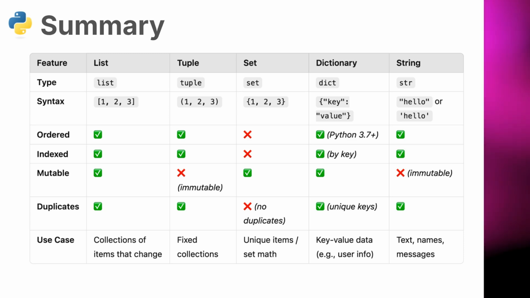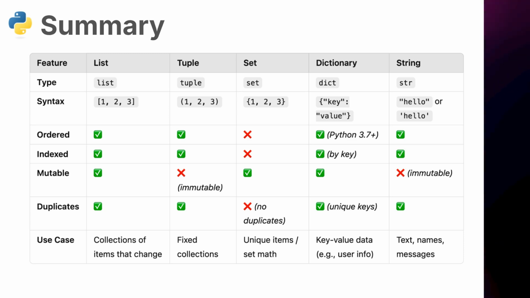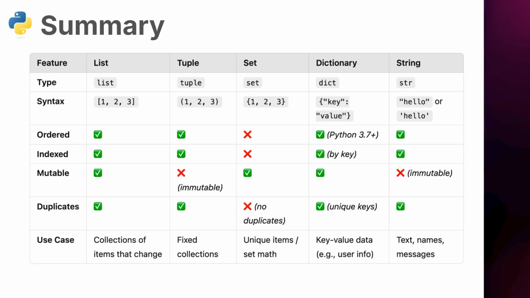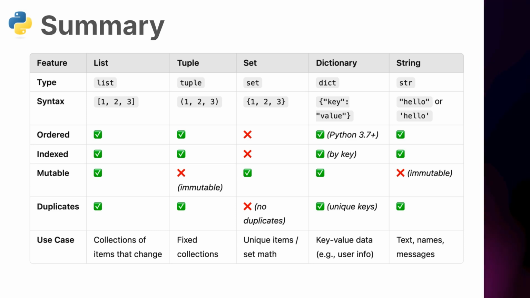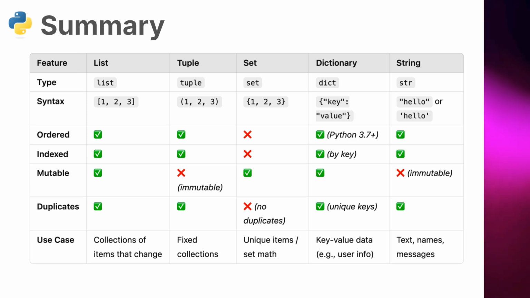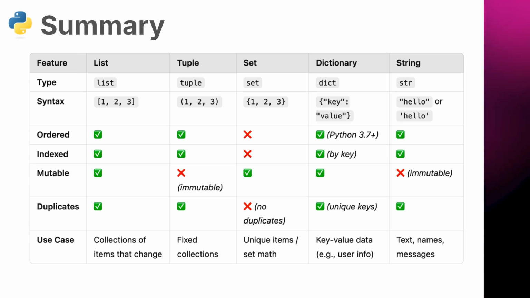Set automatically removes duplicates. Use cases. List is for collections that can grow or shrink. Tuple is for fixed collections like coordinates or constants. Set is for storing unique items or doing set-based operations. Dictionary is for structured data with key-value relationships like user profiles. String is for text, messages, and character data.